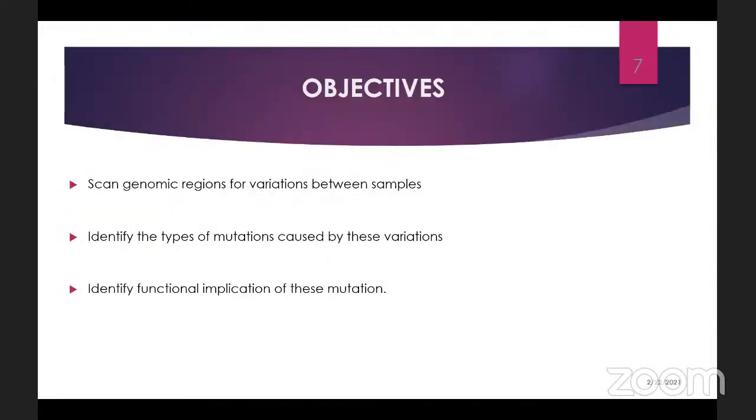So the objective of the project is to scan for genomic regions inside these antigens and then find variations in them in the population, and then identify the types of mutations that these variations cause, and further see the functional effect these mutations have on the translated proteins.